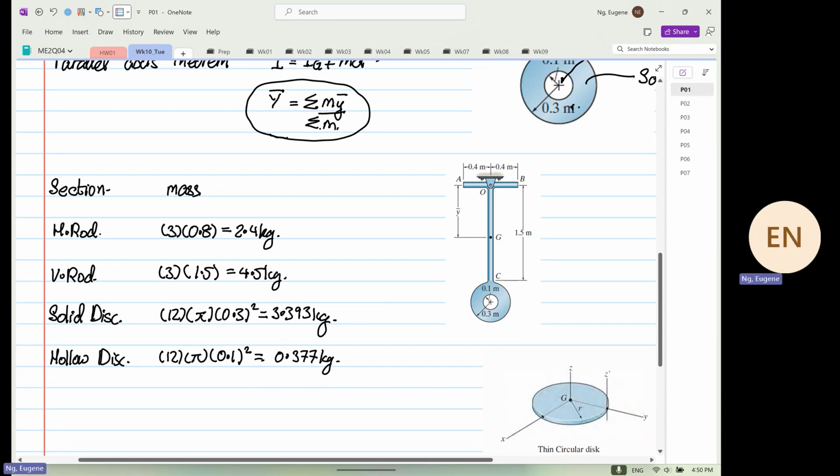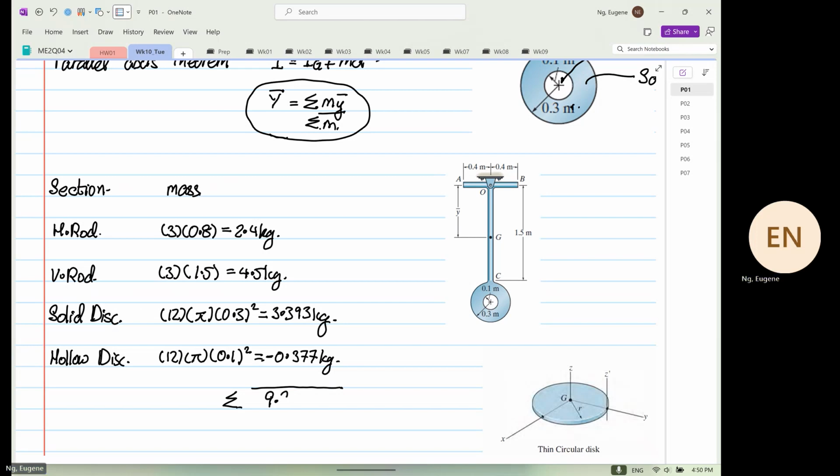So now, follow this, okay? And there's a minus sign down here because it is hollow. So when you do the summation of everything, you have 2.4 plus 4.5 plus 3.393 minus 0.377. You get 9.916 kilogram. Okay.